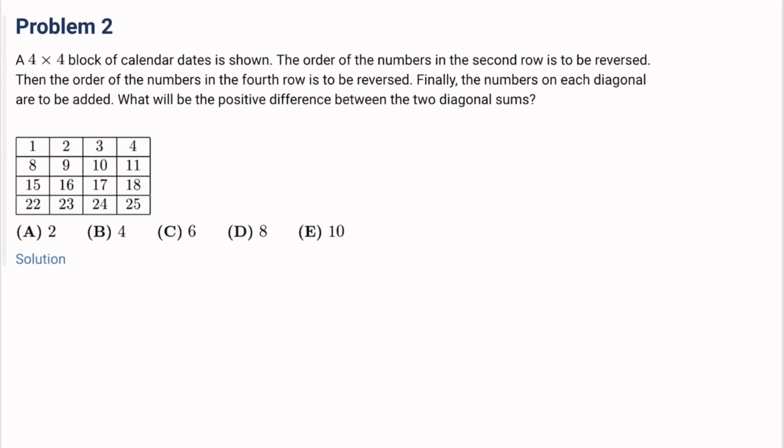Number 2, a 4x4 block of calendar dates is shown. The order of the numbers in the second row is to be reversed. Then the order of the numbers in the fourth row is to be reversed. Finally, the numbers on each diagonal are to be added. What will be the positive difference between the two diagonal sums?